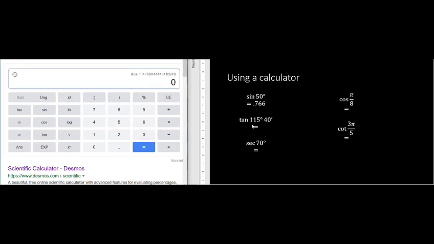And then we have tangent of 115 degrees and 40 minutes. Realize that a minute is 1/60th of a degree.